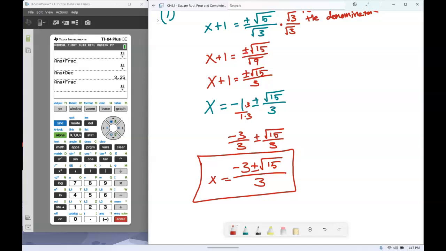No, because the square root of 15 doesn't have a coefficient of 3. Then we would just get back to here. I want them to be one expression, so we combine them together to get that.